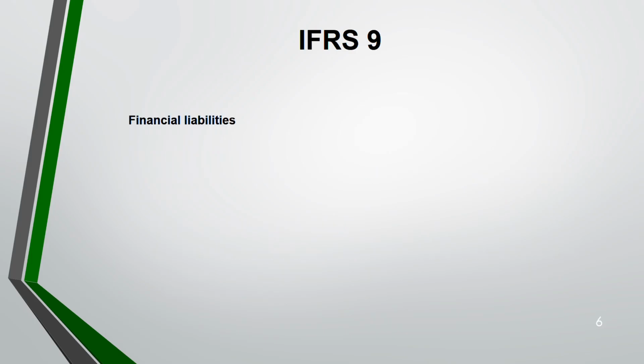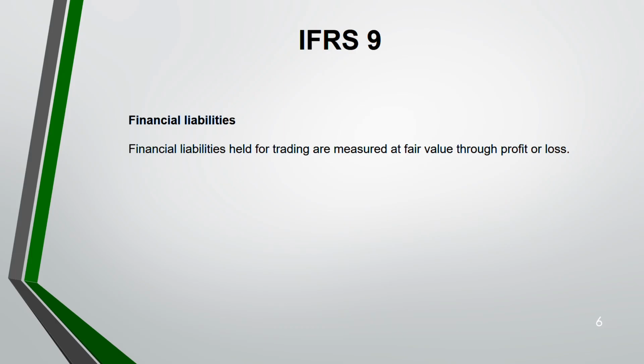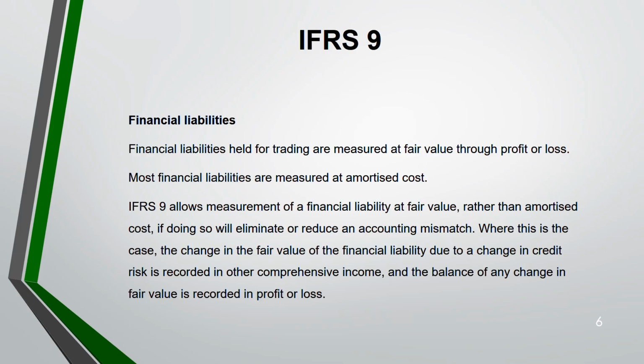Now, financial asset part is over. Coming to financial liability. Financial liability, if it's held for trading, is measured at fair value through profit and loss. Anything held for trading, fair value through profit and loss. Just understand this. So most financial liabilities are measured at amortized cost. Now, IFRS 9 allows the measurement of financial liability at fair value rather than amortized cost, if doing so will eliminate or reduce an accounting mismatch.